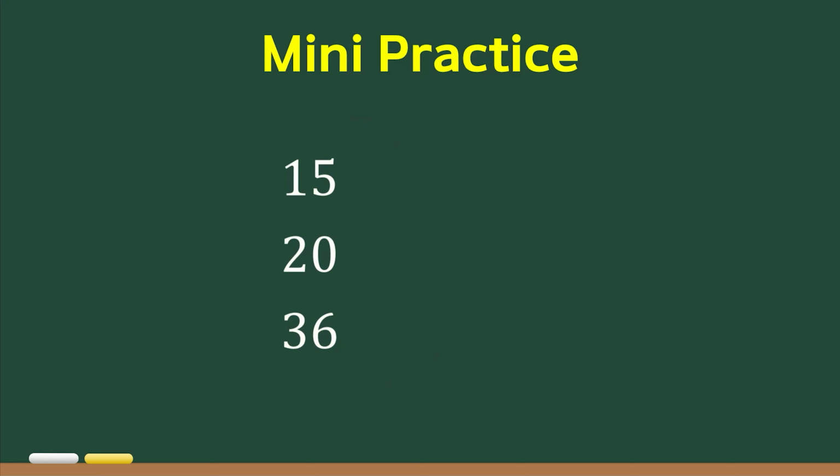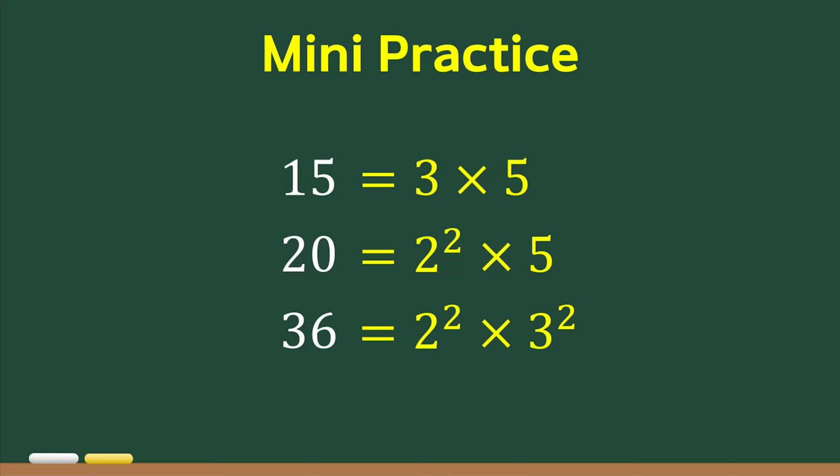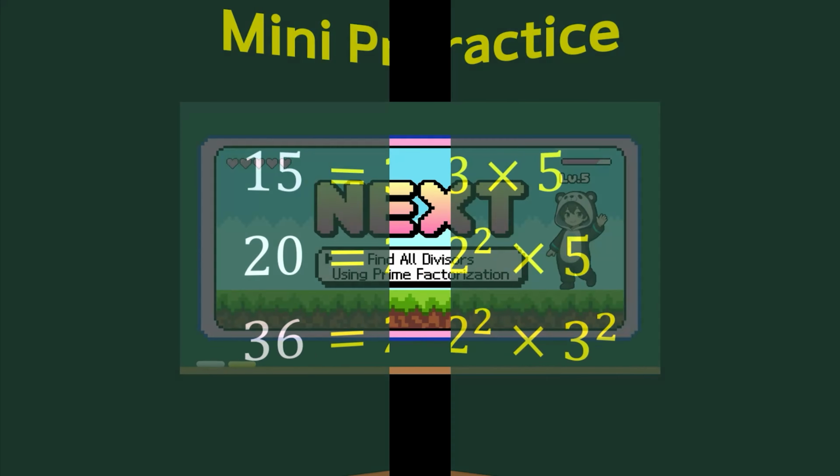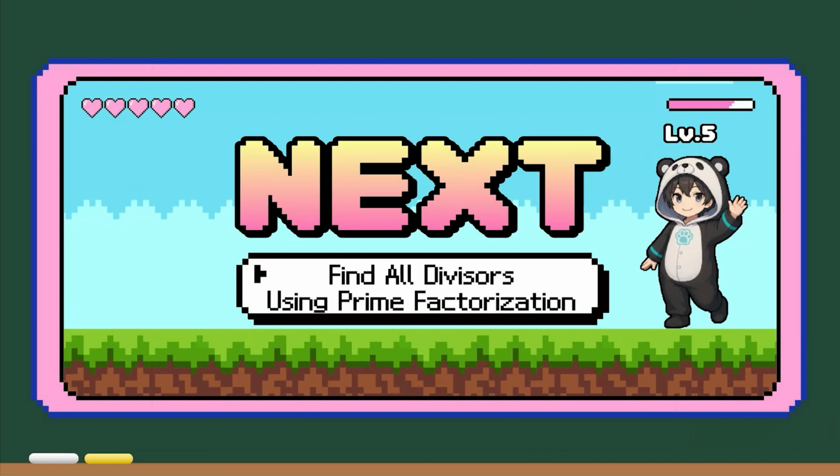Here are the answers. 15 equals 3 times 5. 20 equals 2 squared times 5. And 36 equals 2 squared times 3 squared. Today, we learned what prime factorization is and how to find it step by step. In the next lesson, we'll explore how to find all divisors using prime factorization.